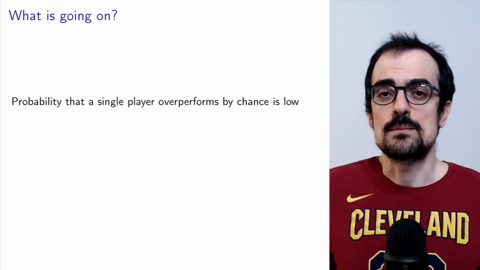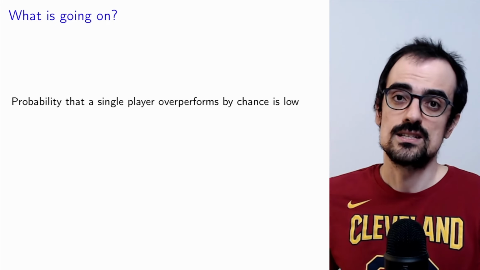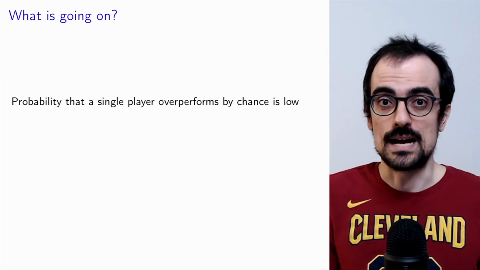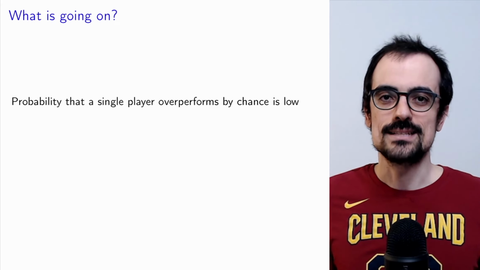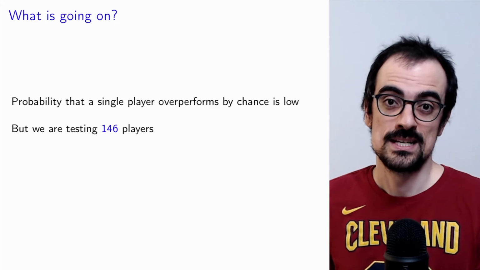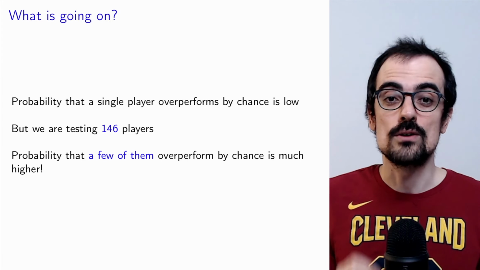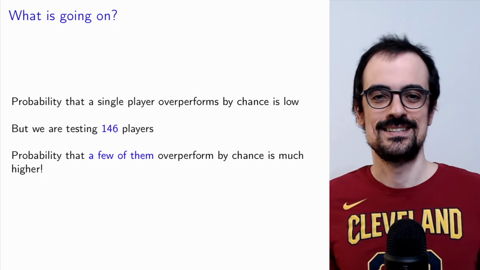So what's going on is that the probability of a single player overperforming by chance is actually very low. This is what the hypothesis testing framework guarantees. But we're actually testing 146 players. The probability that a few of them overperform by chance is much higher.